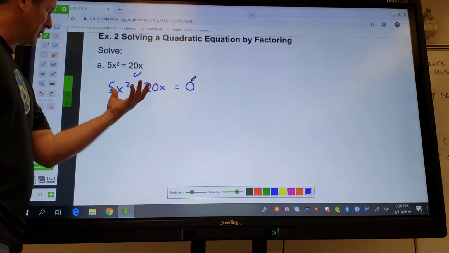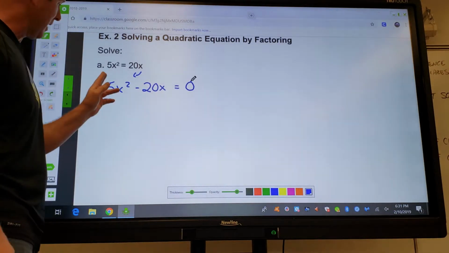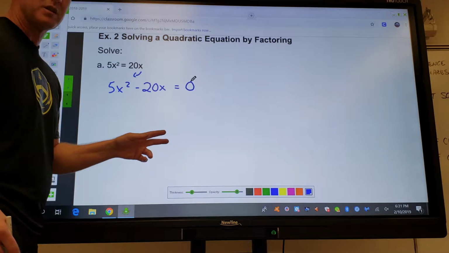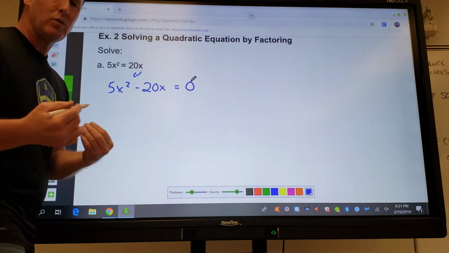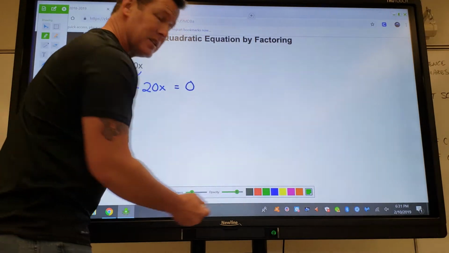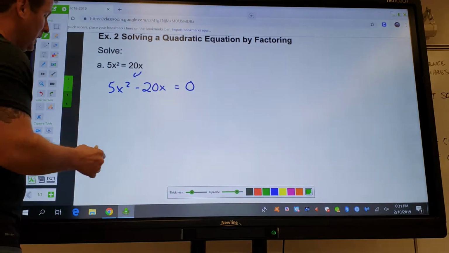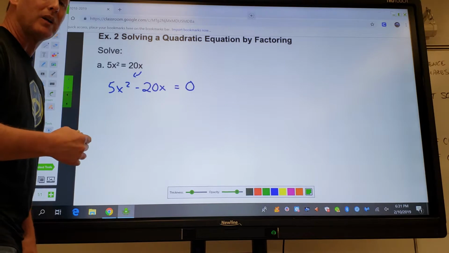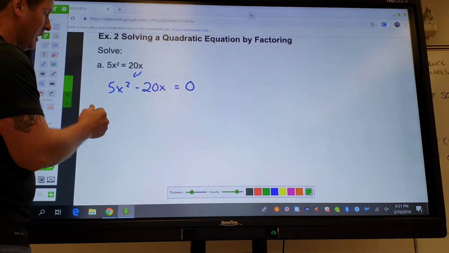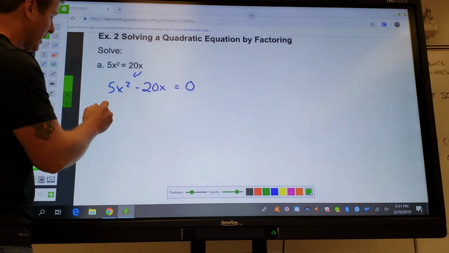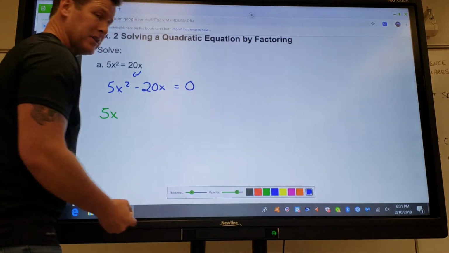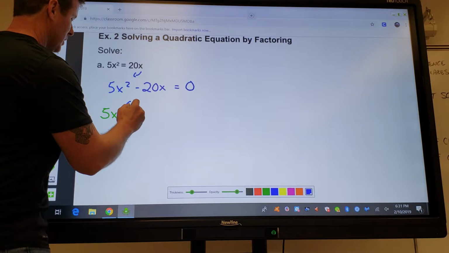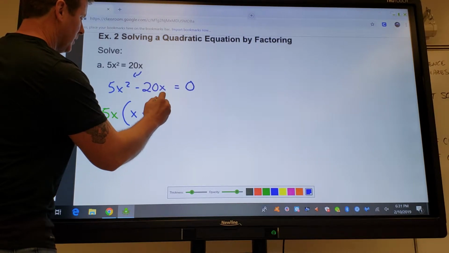Now, what appears to be missing is the c term. I have the a and the b term, and the c term is missing. If this happens, this creates a little bit of a shortcut. I don't need to use the AC chart. What I can do is factor out a common number and/or letter. And right here, I see that both a 5 and an x divide into that. So I'm going to put the 5x on the outside, which leaves me with x minus 4 on the inside.